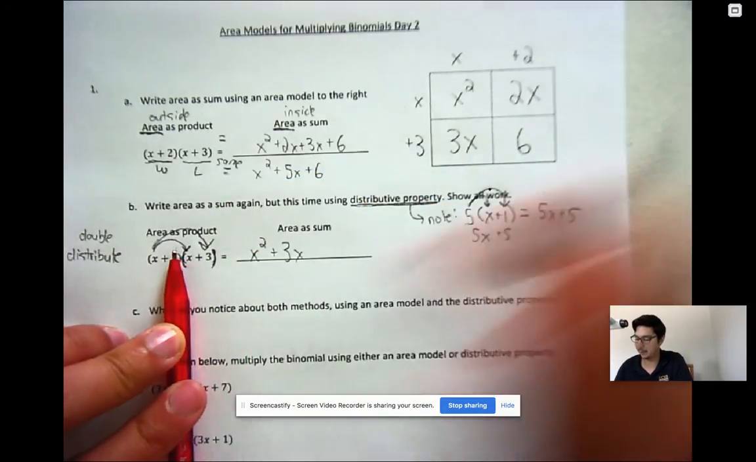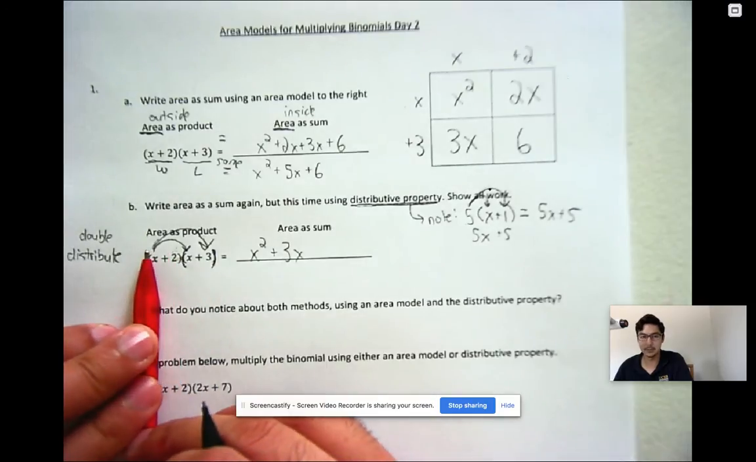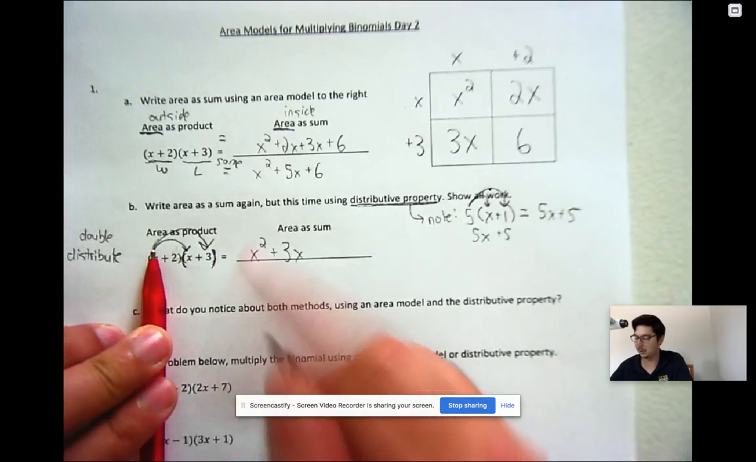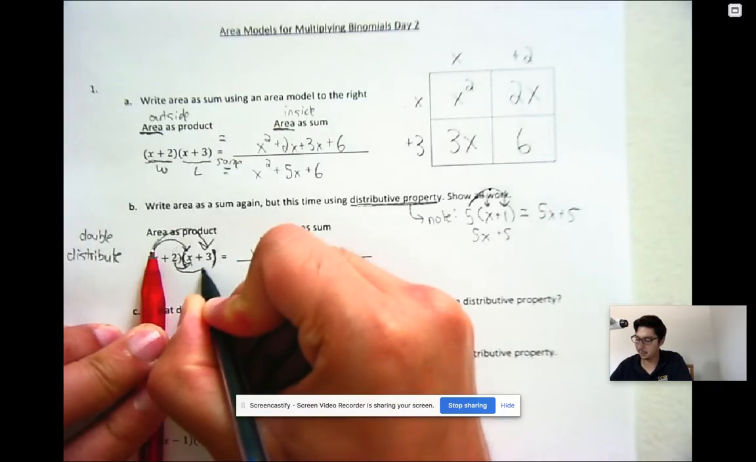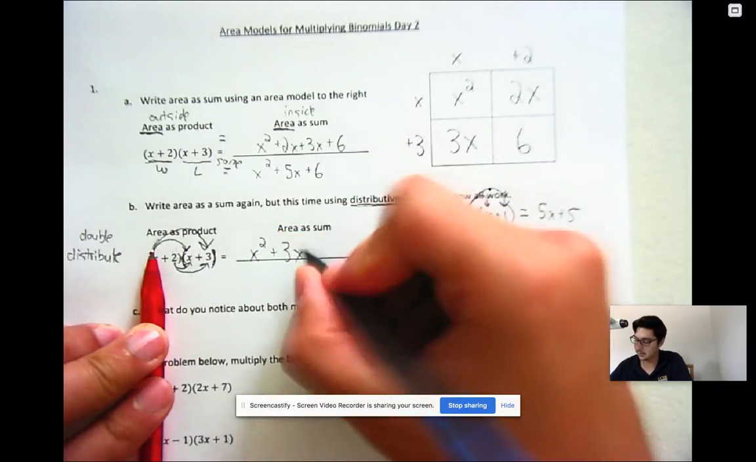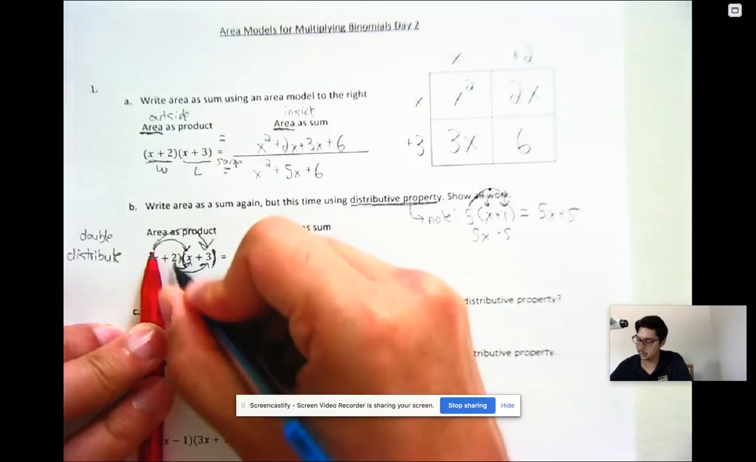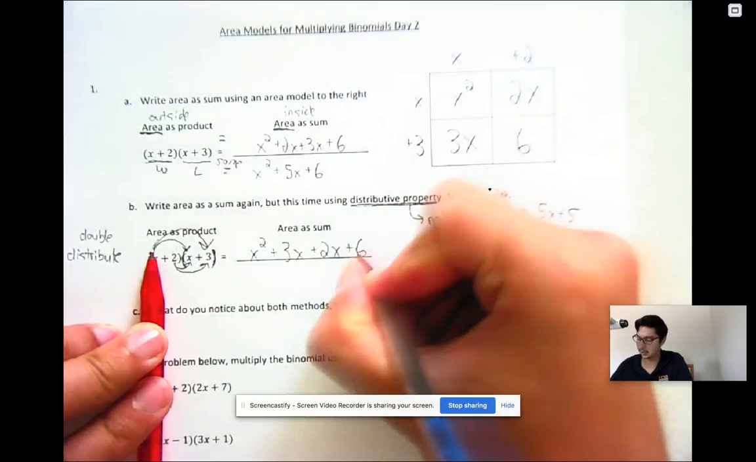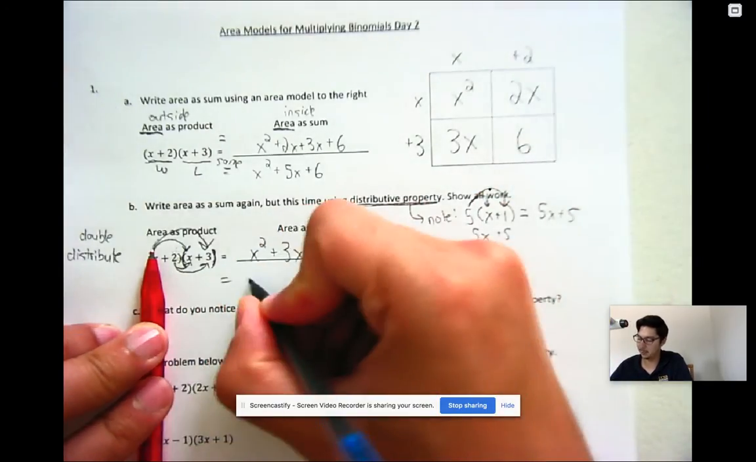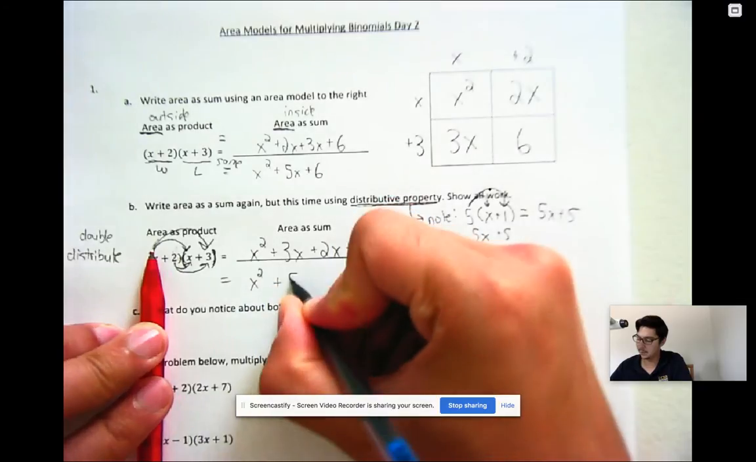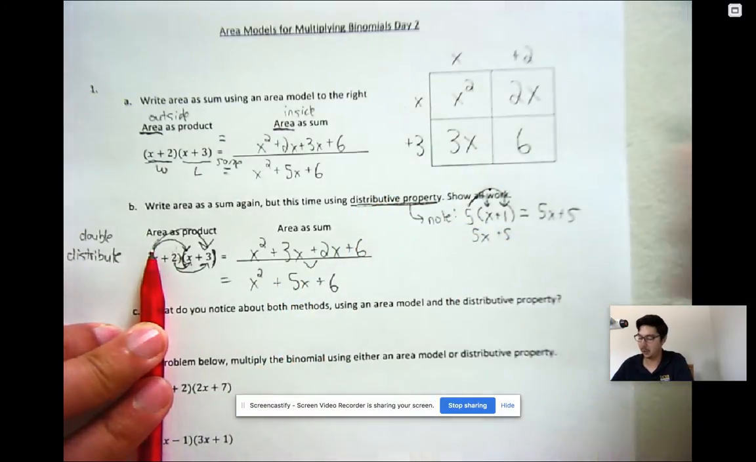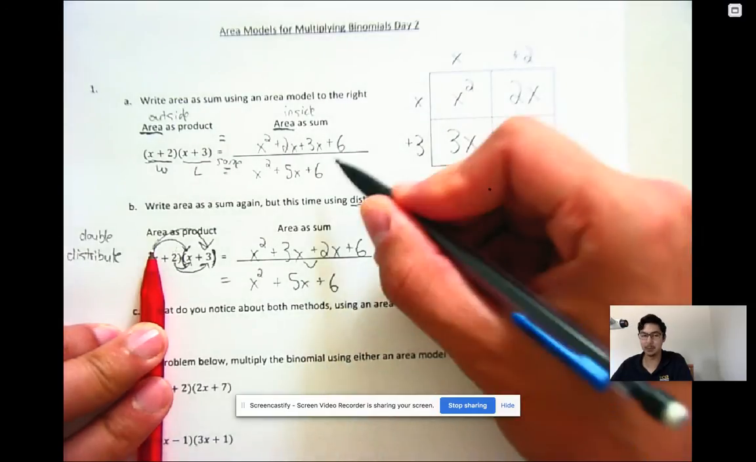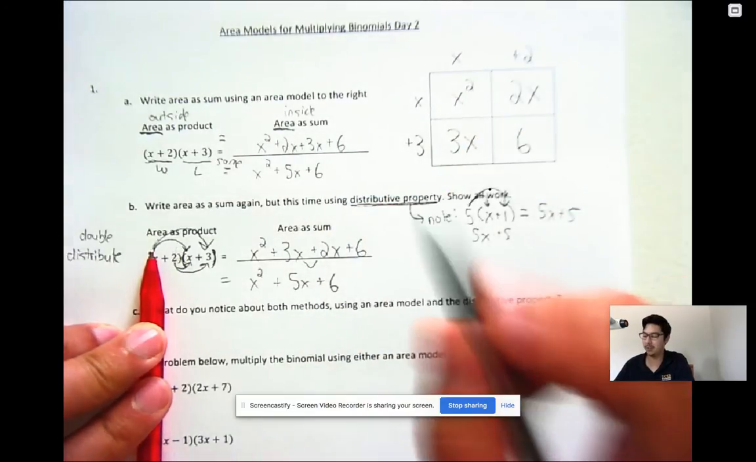And then I'm going to cover up the x and now distribute the 2. And I could draw arrows on top, but I don't like to mess it up. So I draw it on bottom. What's 2 times x? 2x. And what's 2 times 3? 6. And if we simplify that, we get x squared plus 5x, because these 2 can combine, plus 6. And notice that this is the same as this. So 2 different methods to do it.